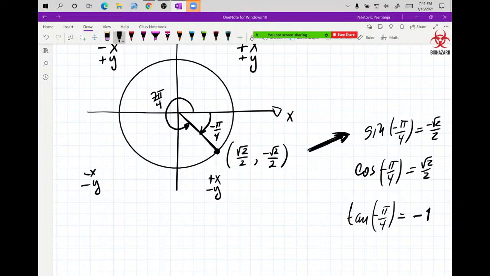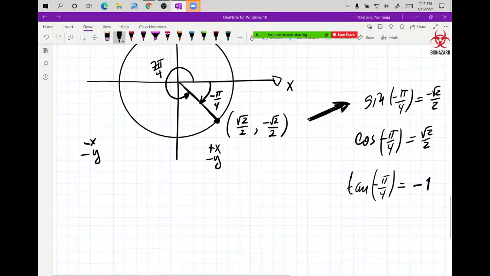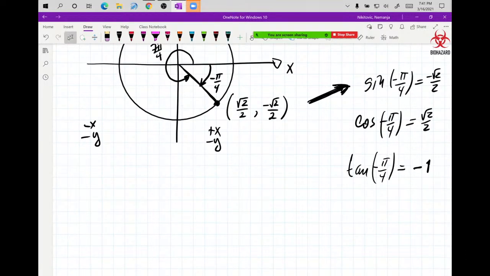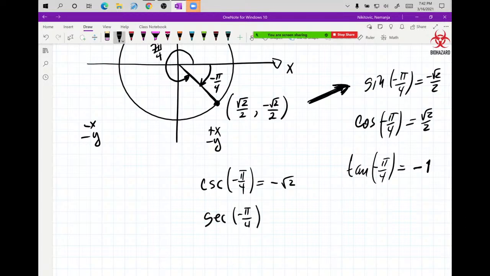Now, one more thing. How about we flip these real quick? So my cosecant of negative pi over 4. Let's write the other three as well. Is going to be negative root 2. And then secant of negative pi over 4 is going to be root 2. And the cotangent of negative pi over 4 is just going to stay negative 1, obviously, because when you flip negative 1, you still get negative 1.